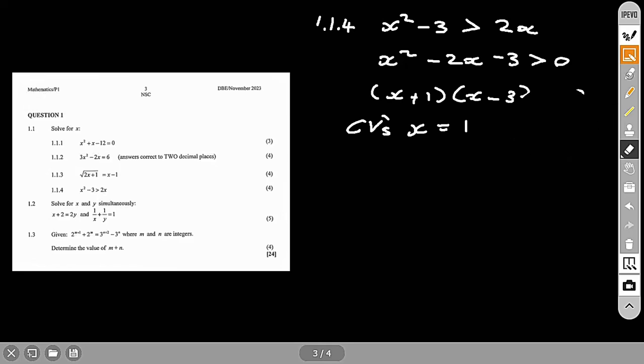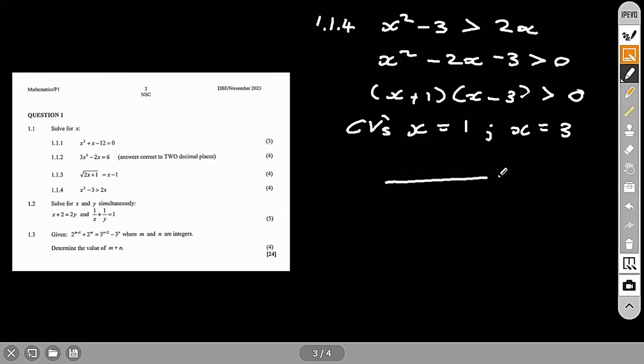Okay, let's just fix this. This is 0. So what you do, you just break it down. This is your critical values: -1 and 3. Just transpose the 3. So this has a mark. After you've done this, then you do your graph to determine your answer.